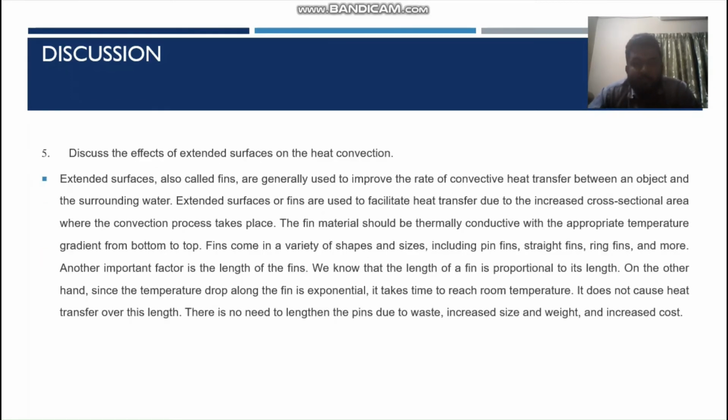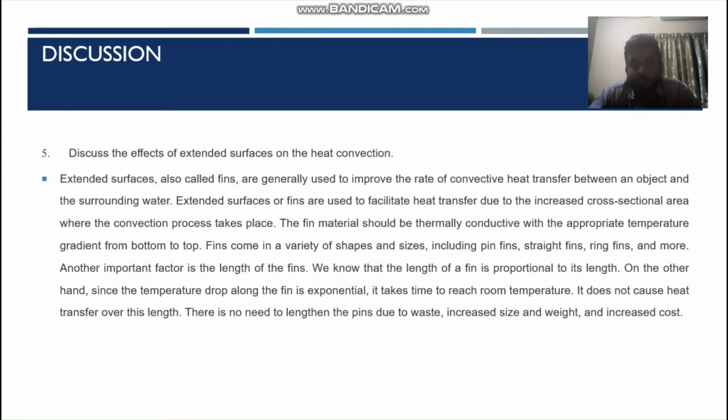Discuss the effect of extended surfaces on heat convection. Extended surfaces, also called fins, are generally used to improve the rate of convective heat transfer between an object and the surrounding fluid. Extended surfaces or fins are used to facilitate heat transfer due to the increased surface area where the convection process takes place.